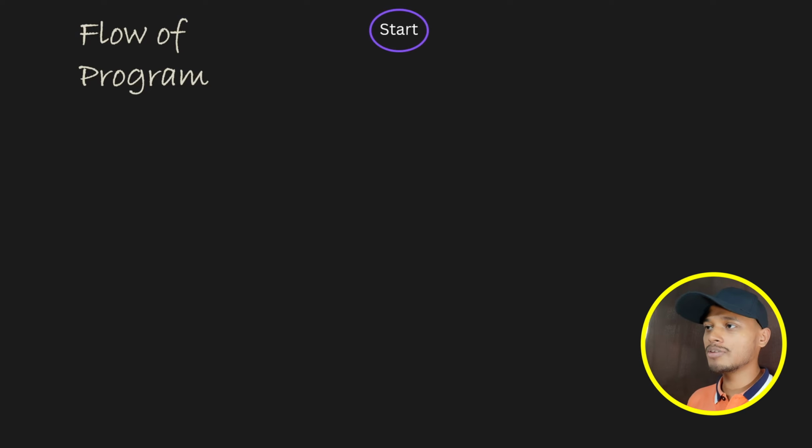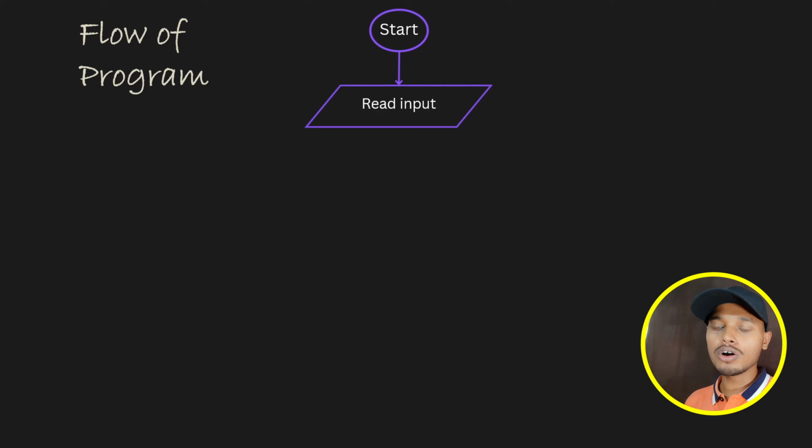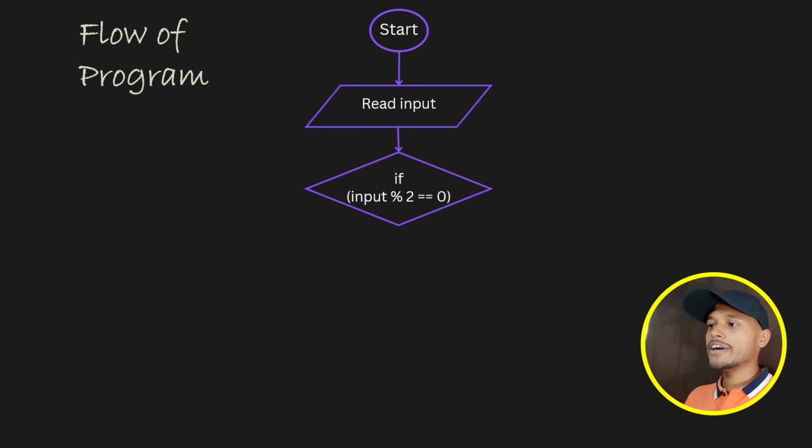Now we will start the program, and after that we will read input from the user, or we can assign some value to the variable so that we can run the program. After that we will use an if else condition to check whether the given number is odd or not. What if else does is, if the given condition is false, it will go to the else part. Otherwise, if the condition is true, it will go to the if part.